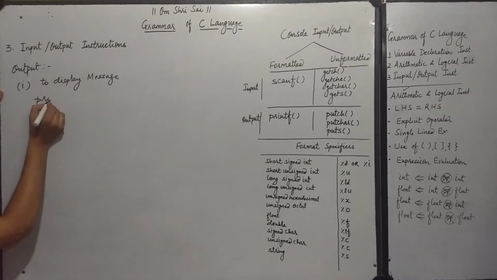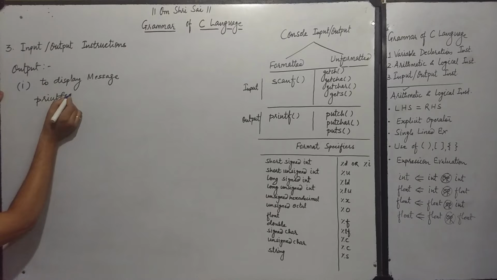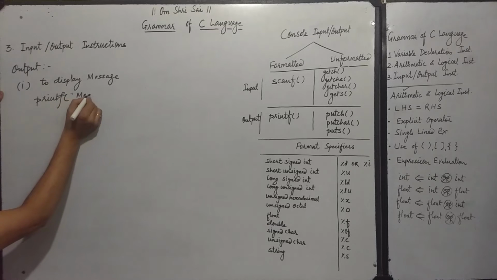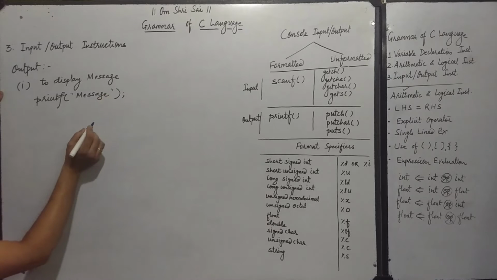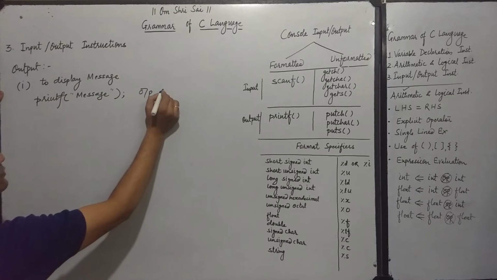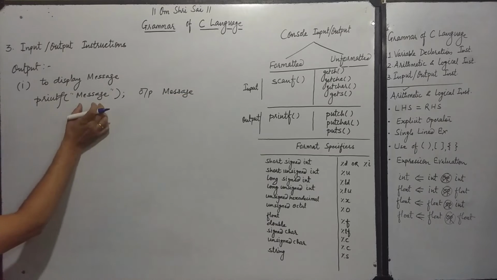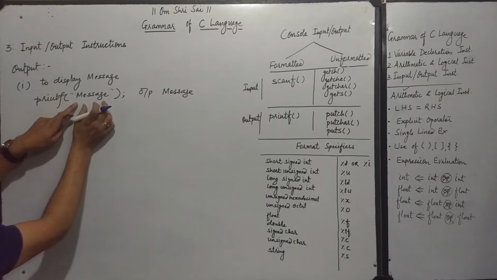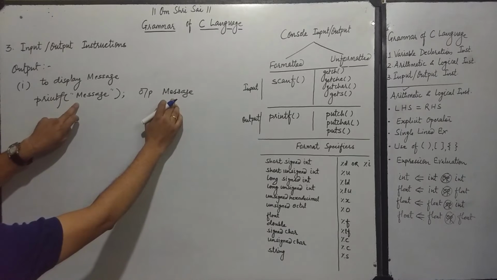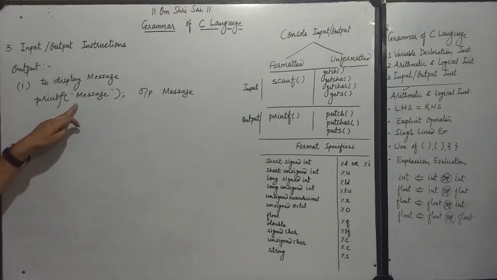First of all, we must write printf, and in double quotes write the message which we want to display. The corresponding output will be the message. Whatever is written in the printf function in double quotes will be displayed as it is on the user screen. This is how the printf function is used to display a message.